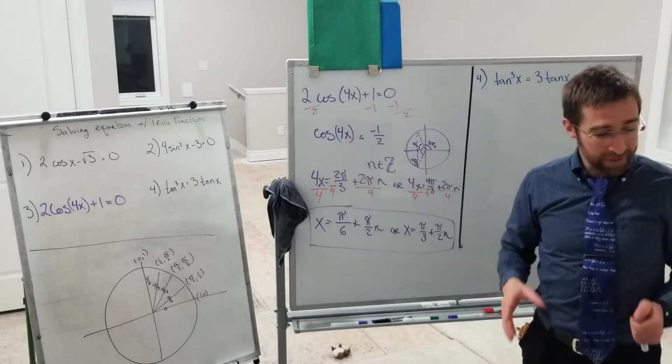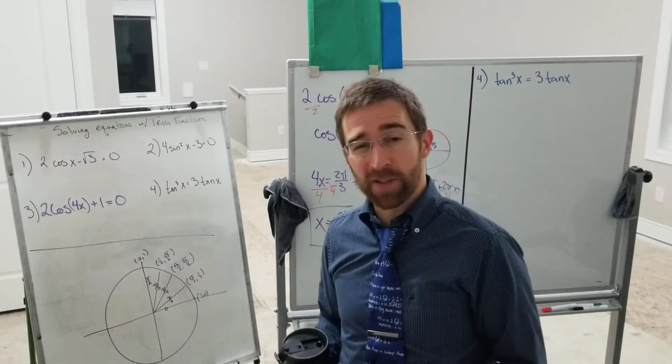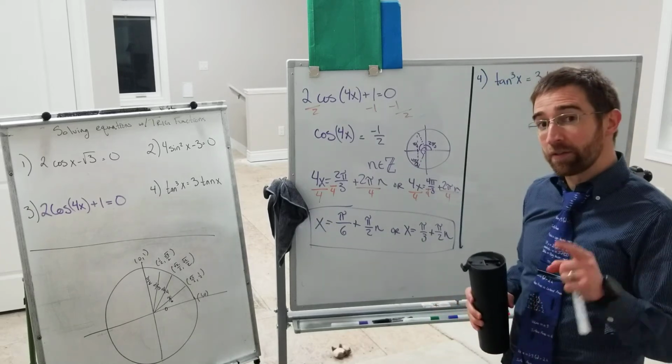Right, now we got to remember here that tangent has a different period than sine and cosine. Remember, sine and cosine have a period of 2 pi. Tangent has a period of 1 pi.